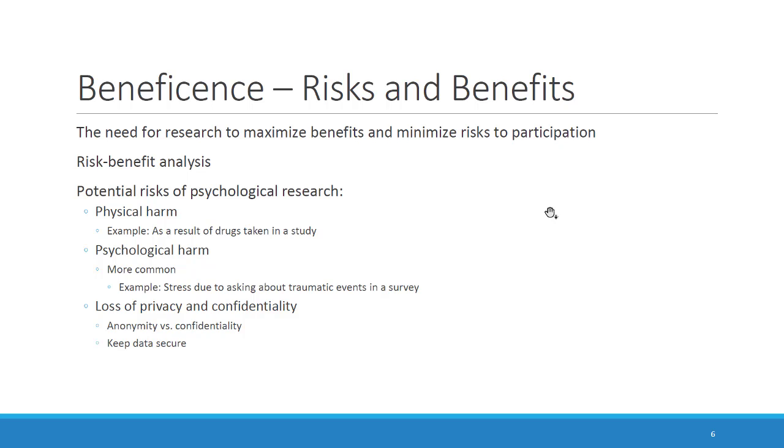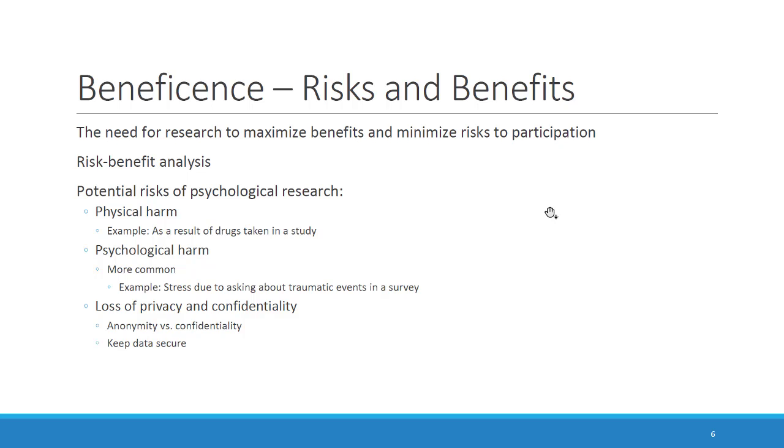We'll start with beneficence, and this has to do with risks and benefits of the research study. So the idea is that researchers need to maximize the benefits of their studies and minimize the risks to participants. So with every study comes this risk-benefit analysis. And once you have watched the videos of the Tuskegee experiments and the Milgram study, you can ask yourself, was the benefit worth the risks that were posed to participants of those studies? And I think that the answer in both cases would be no.